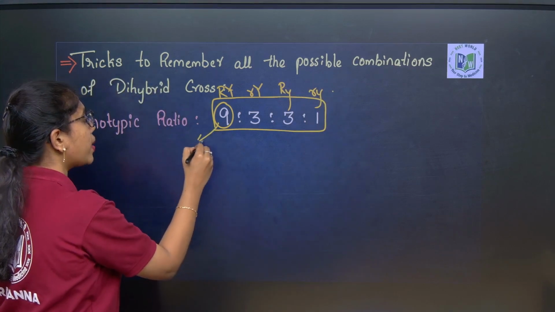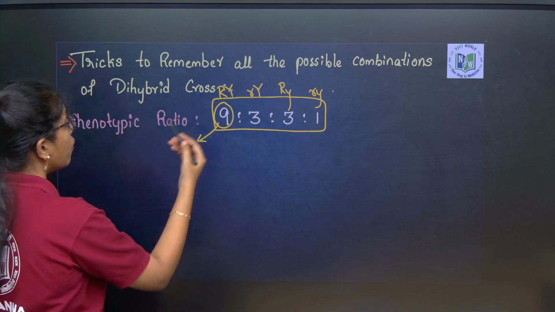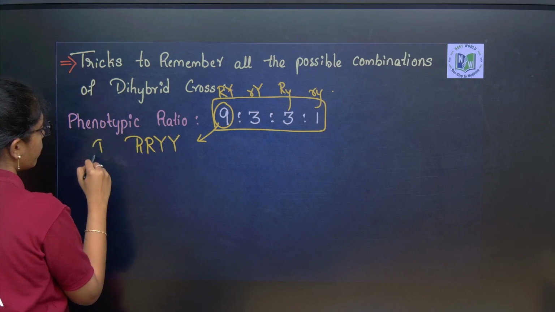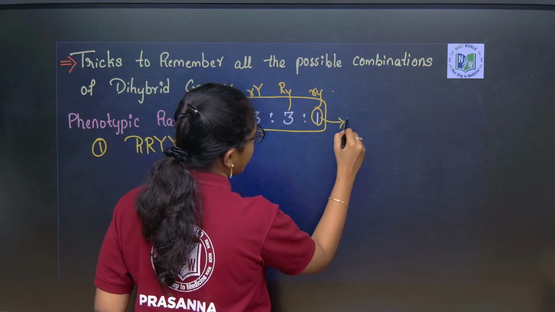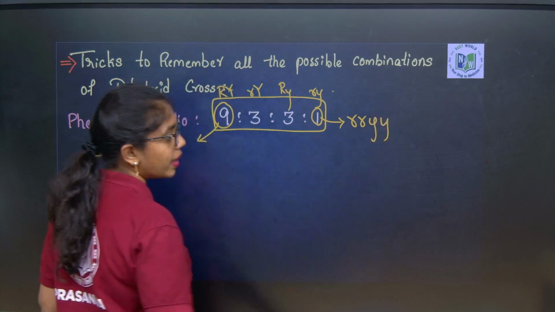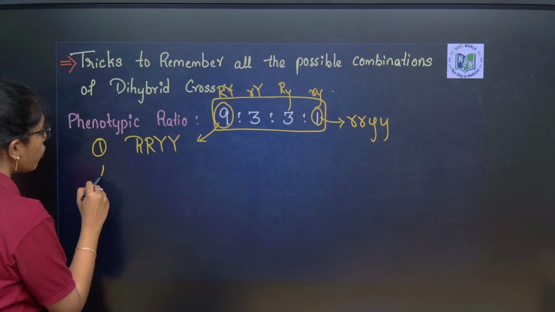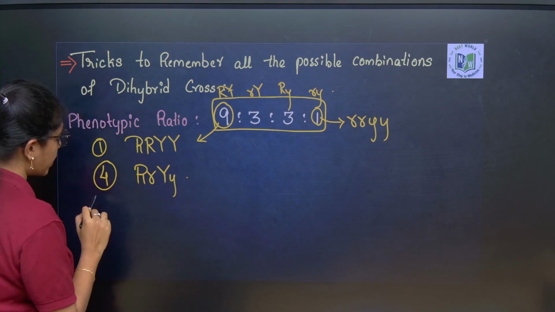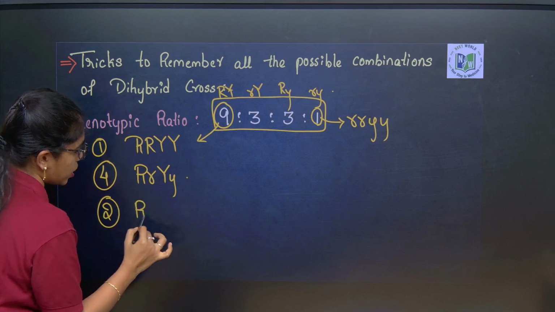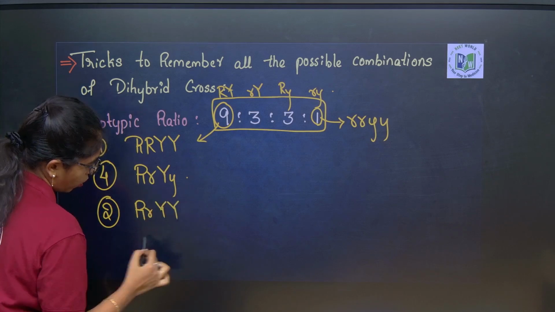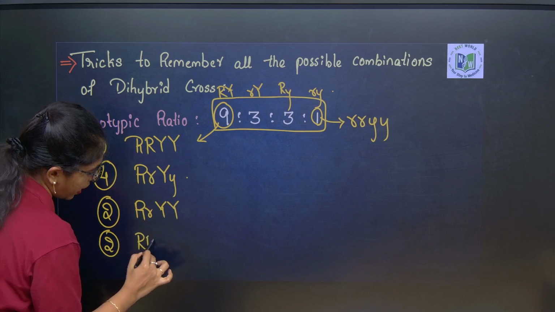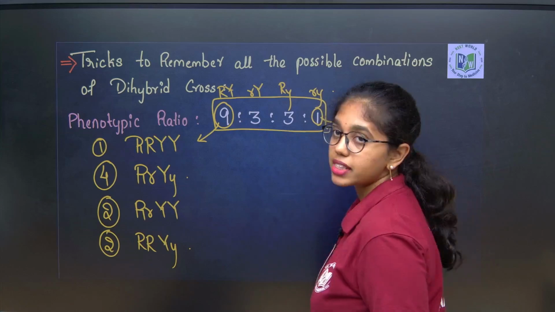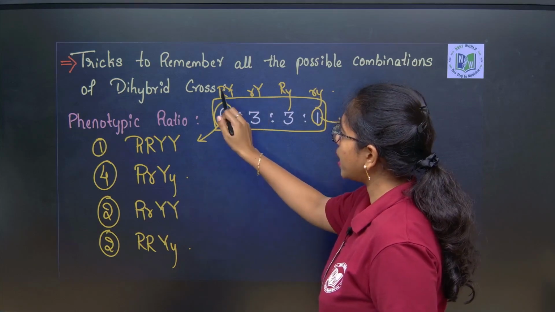So, if you take the 9 round and yellow, what will be its combination? One is homozygous dominant for both, 2 are homozygous dominant for one and heterozygous for the other, and 4 will be heterozygous dominant for both. And the next 2 will be in the other combination, 2 heterozygous and 1 homozygous. These are the combinations that you will get from the 9 dominant, that is round and yellow.